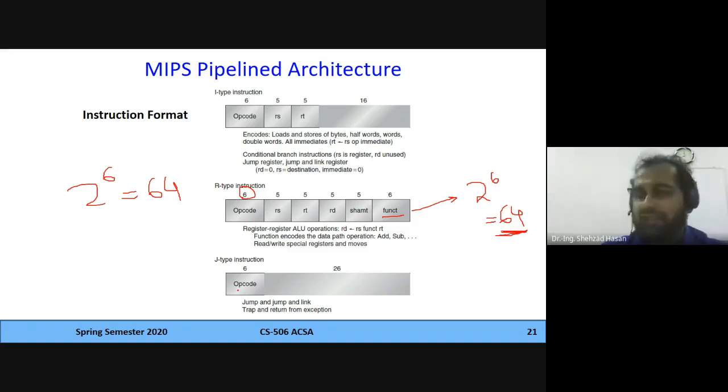And then we have the J format, which is the jump format. This is a special format which has just 6 bits for the opcode, and then the remaining bits are for the address. This address is 26 bits, and you can add 2 more bits to it because it always jumps to a byte address at a difference of 4 bytes.